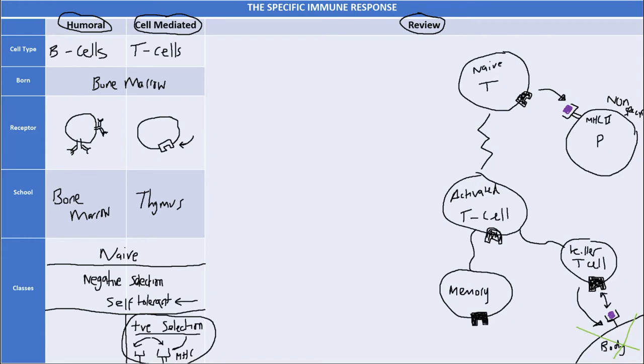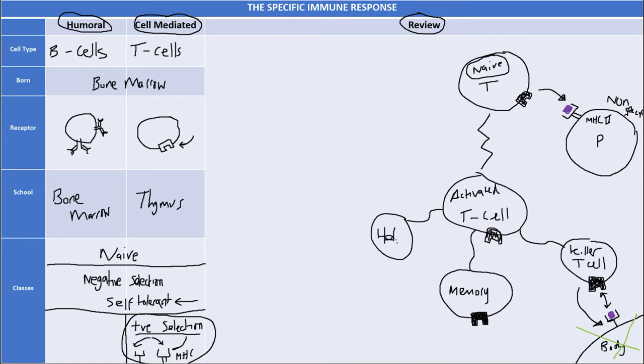So a memory cell is one that has been activated. So it's not a naive T cell. It's not one that's been activated in the bone marrow. It's one that's been activated already and is floating around your body, waiting to find the right pathogen and the right antigen. Because if this thing gets activated again further down the line, it's going to instantly trigger this killer T cell, or this other cell that I'm going to talk about now, which is a helper T cell.